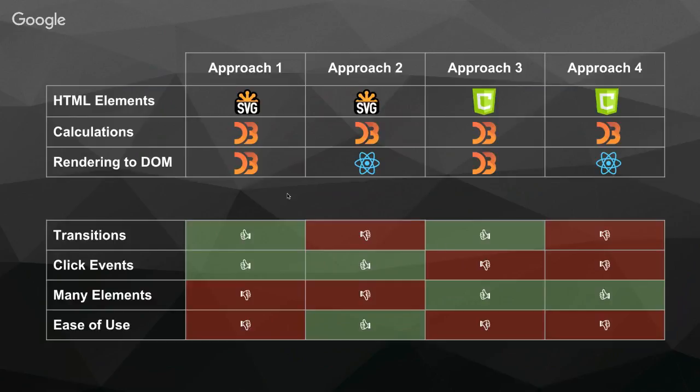So I would give the thumbs up to D3 and the thumbs down to using React to control the DOM in that case. For click events, I would give the thumbs up to SVG elements and the thumbs down to Canvas, because you have individual DOM elements, albeit SVG elements, that you can tie into, but you can't do that for Canvas, if that makes sense, right?